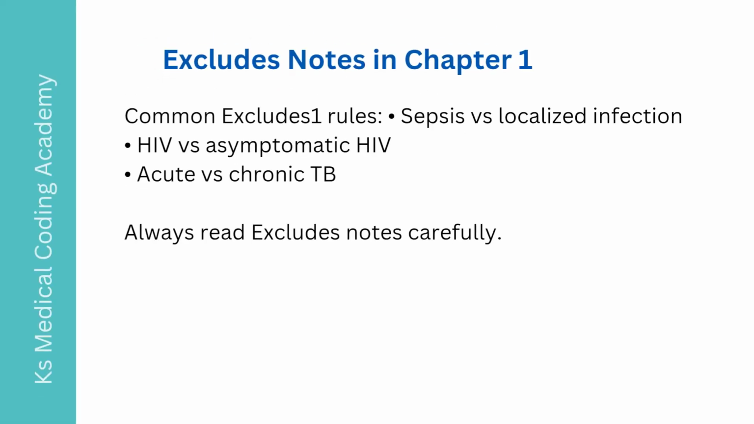Excludes notes in Chapter 1. Chapter 1 contains important excludes notes. Common excludes 1 rules include sepsis versus localized infection, HIV disease versus asymptomatic HIV, and acute versus chronic tuberculosis. Always review excludes notes carefully to avoid incorrect code combinations.